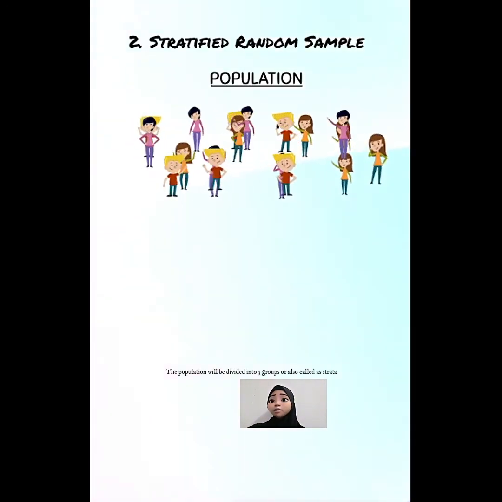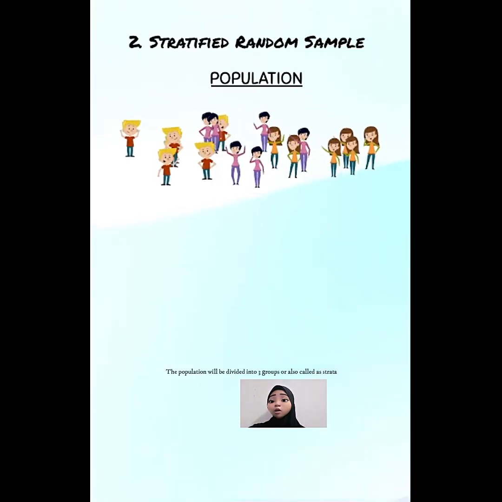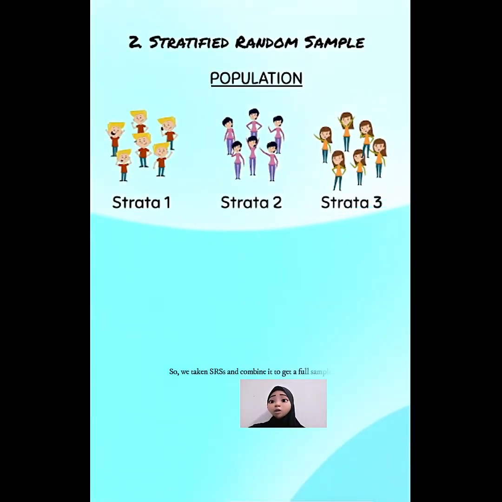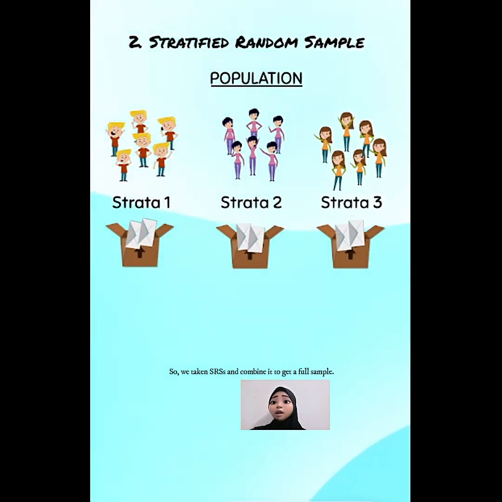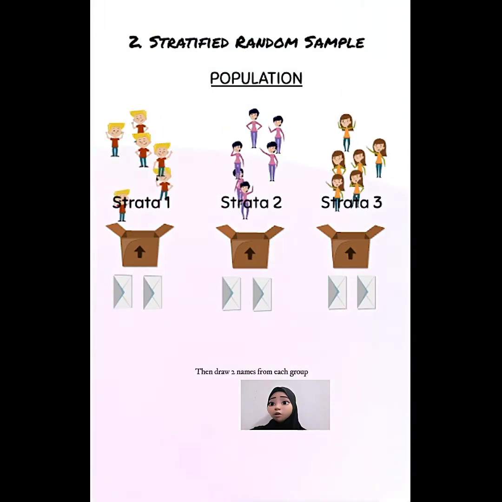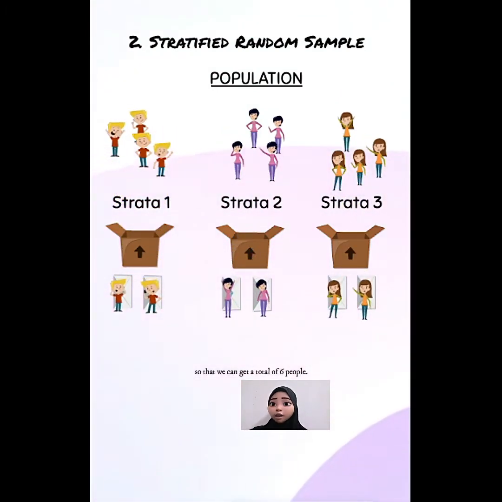Second is stratified random sampling. The population will be divided into 3 groups, also called strata, which refers to a group of similar people within each group. So we take a simple random sample from each and combine them to get a full sample. Then 2 names will be drawn from each group so that we can get a total of 6 people.